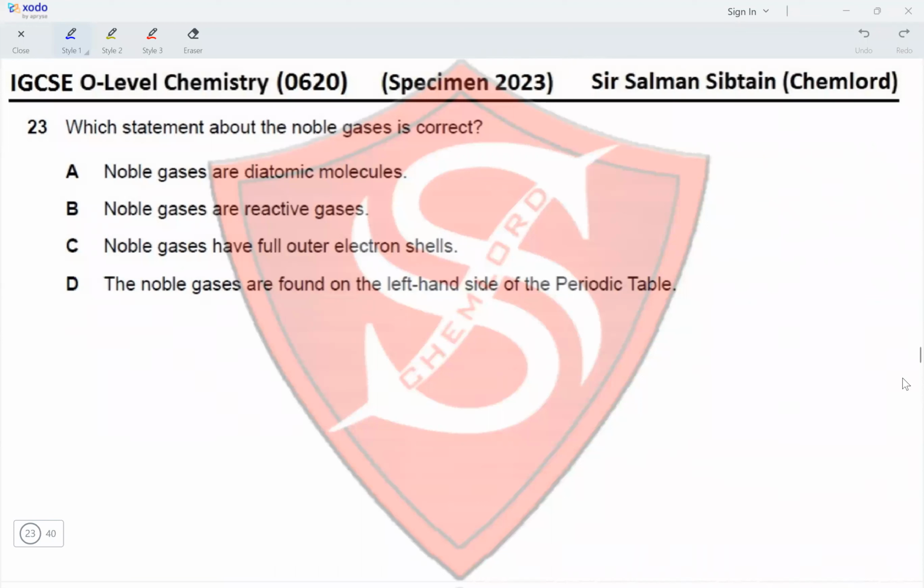Question 23. Which statement about the noble gases is correct? Noble gases are diatomic molecules? No, all of them are monoatomic. Noble gases are reactive gases? No, they are unreactive gases.